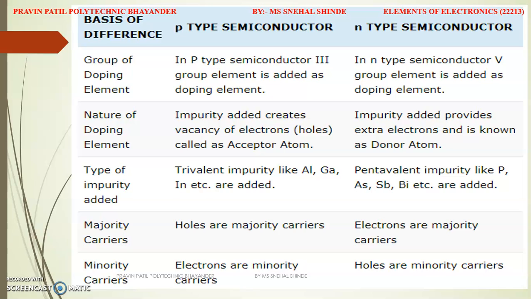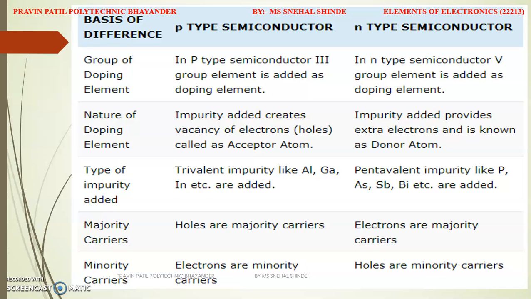So in this lecture we have studied the p-type semiconductor, conduction through the p-type semiconductor, the n-type semiconductor and the conduction through the n-type semiconductor, and the detailed difference between the p-type semiconductor and the n-type semiconductor. What is added in the p-type semiconductor and what is added in the n-type semiconductor. The adding of the impurity is known as doping.